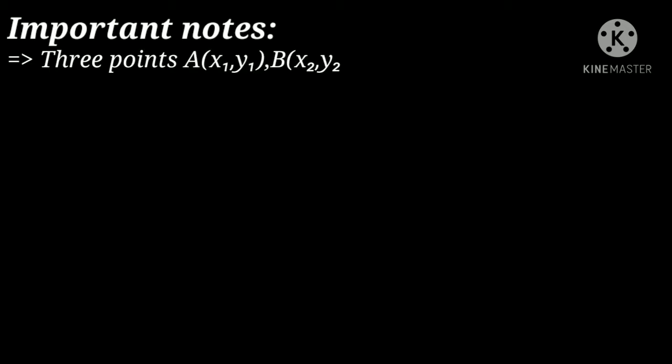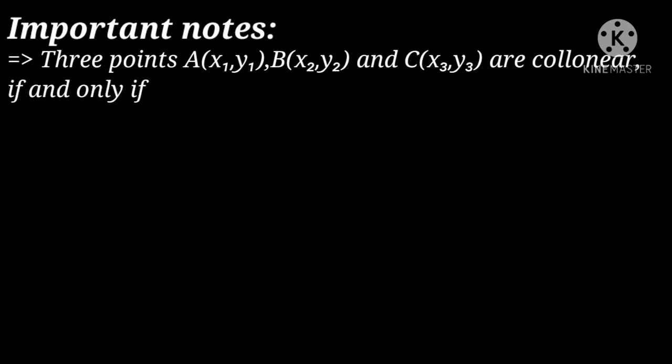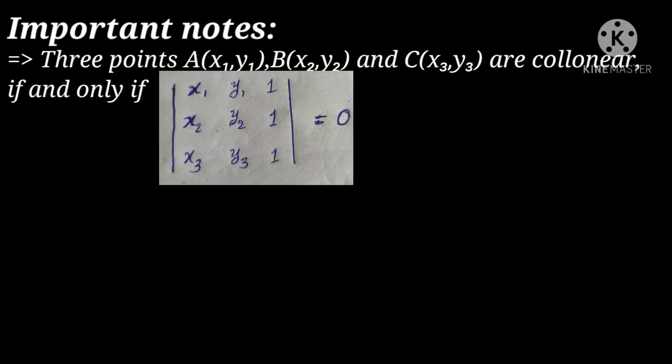In this video, we have discussed some more formulae. First one: three points A(x1, y1), B(x2, y2) and C(x3, y3) are collinear if and only if the determinant with rows x1, y1, 1; x2, y2, 1; x3, y3, 1 is equal to 0. That is, collinear means the three points A, B and C lie on the same line. Then A, B, C are collinear.